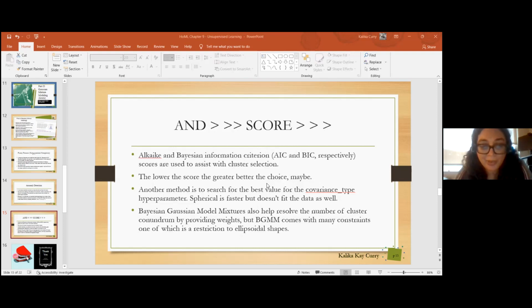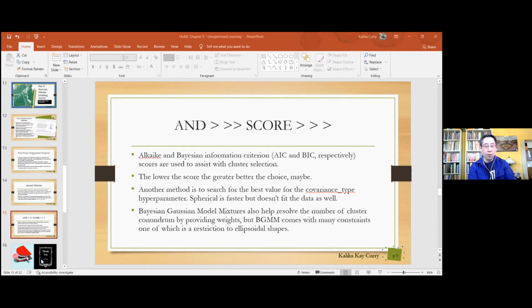There, of course, are words I can't pronounce again: Akaike and Bayesian information criterion that you can use. Supposedly, the lower the score, the better the choice. If you are looking for a better model, you can also just do a grid search, as we mentioned earlier, on covariance type. And last but not least, Bayesian Gaussian mixture models also exist. But if you use one of them, you're restricted to ellipsoidal shapes. And that would be it.